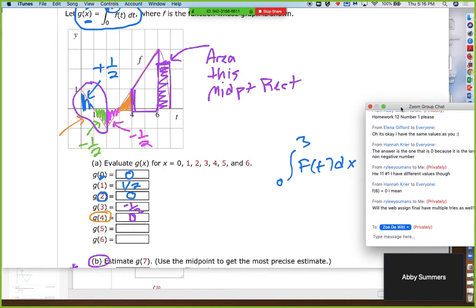Will the WebAssign final have multiple tries as well? Yes. How many? Still working on that. And actually, I'm in collaboration with one of the other professors doing Calc 1. He and I are going to just chat about what he's thinking. We'll have different tests, but we're going to give it some similar approach. So however many tries he's thinking. So, yep, I think at least 2 tries has to happen. So thanks, Riley, for asking about that.